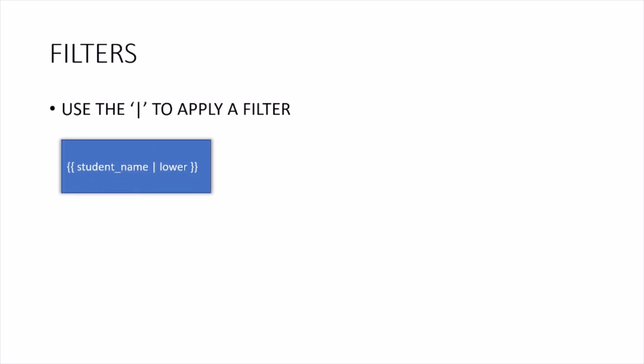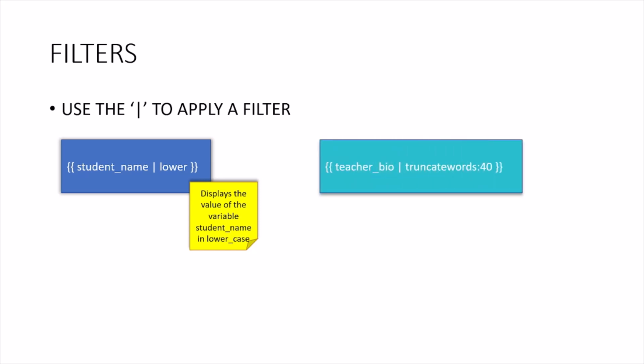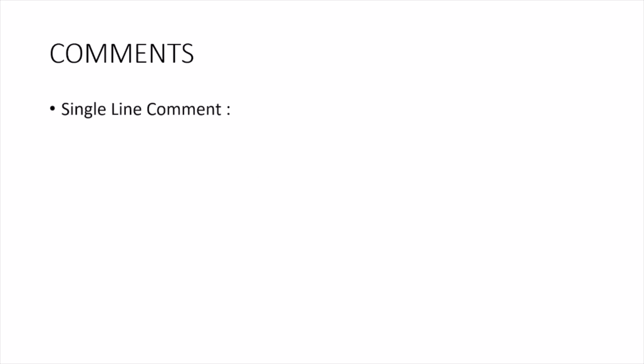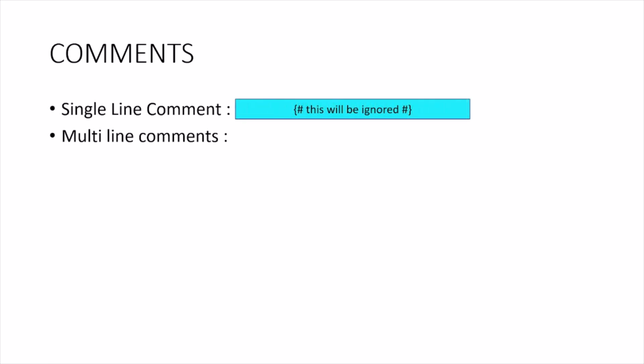We come to filters. We use the pipe symbol on the keyboard to apply a filter. So a filter like this one will give us a student name in lowercase. The truncate words filter will give us the first 40 words of the teacher bio variable. And then we have the cut filter, which of course will remove spaces from a string. Now let's look at comments. We can have single line comments and we can have multi-line comments. This is the way a single line comment will be written in the template, and this is the way multi-line comments are written. Again, everything within comment and end comment will be ignored.